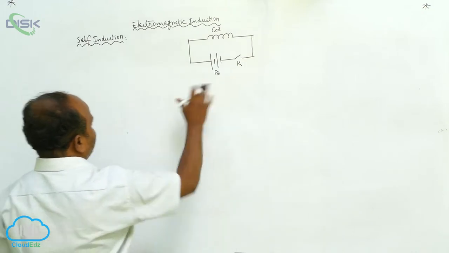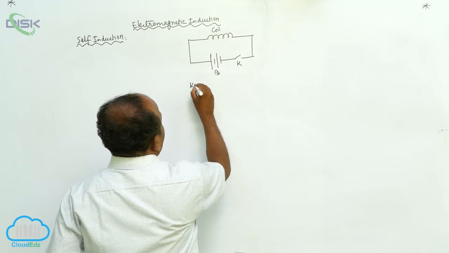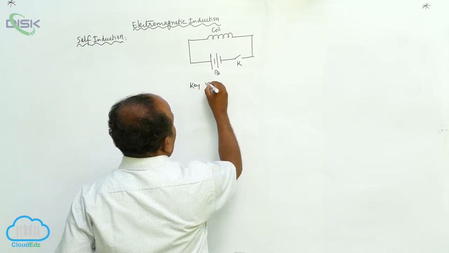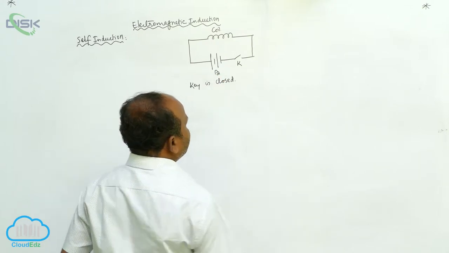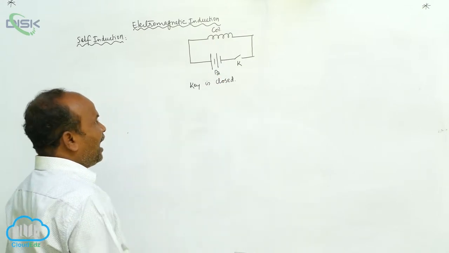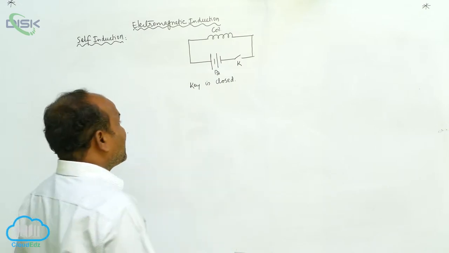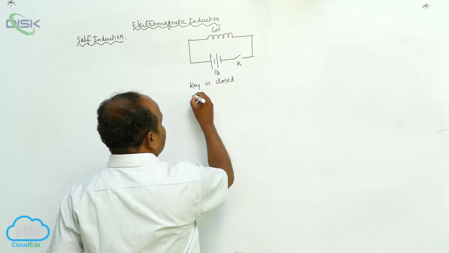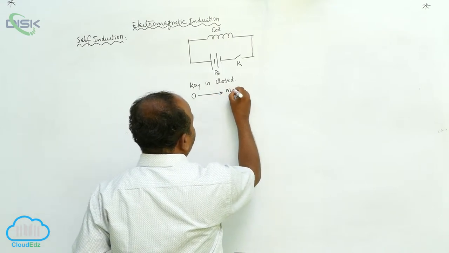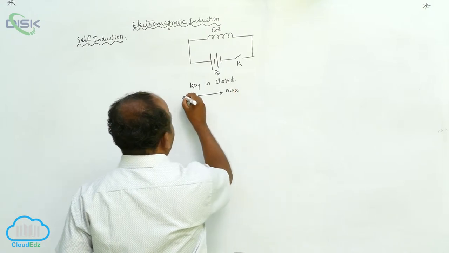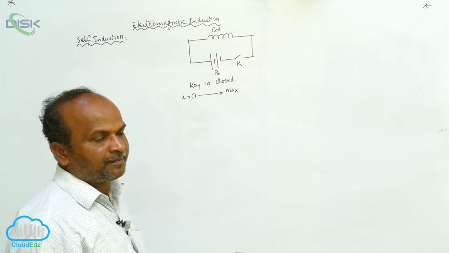Suppose sometimes the key is closed. What happens? As the key is closed, current is increased from zero to maximum.